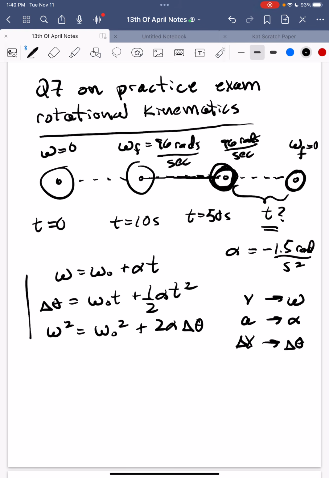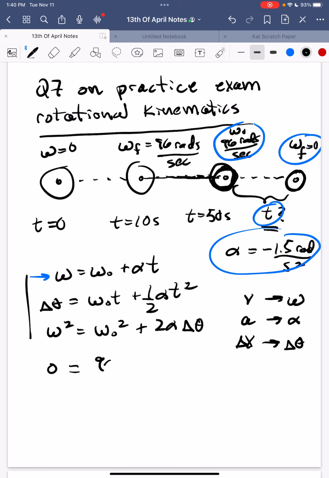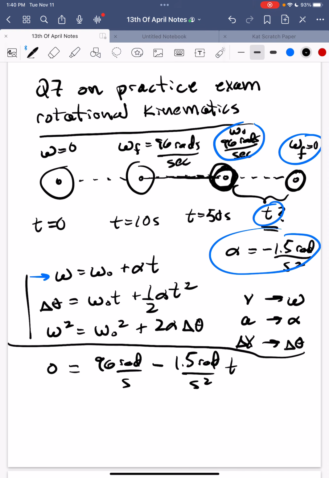We want to know what that time is. And I think we've got the initial angular velocity here. So let me just circle this. This is the initial angular velocity, and this is the final angular velocity. We know alpha, and we want to get the time. So I think that leads to this equation here. Let me write that down. The final angular velocity is 0. The initial angular velocity is 96 radians per second. And then the acceleration is 1.5 radians per second squared, all multiplied by t. You just separate this, and we want to solve for t.